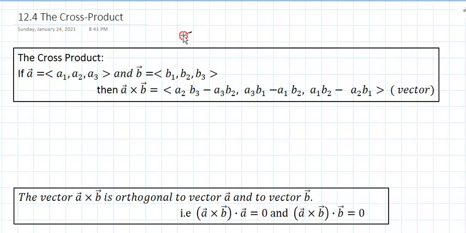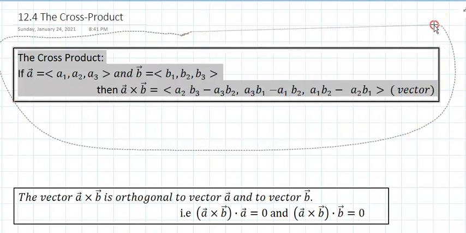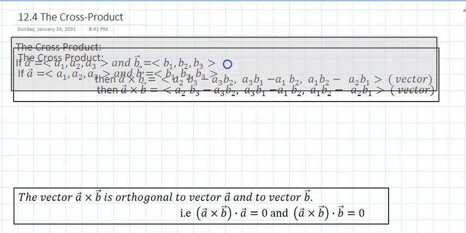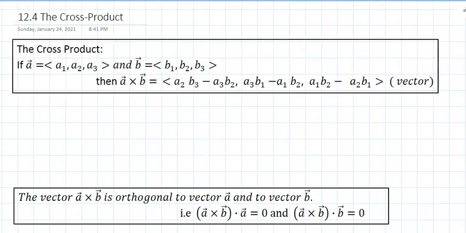Section 12.4 talks about the cross product. The formula given normally is: if vector A is given by A sub 1, A sub 2, A sub 3, and vector B is given by B sub 1, B sub 2, B sub 3, that would be the cross product. Kind of hard to remember. So if I want to take A cross B, this is what we're going to do, and we're going to be doing that for some time.